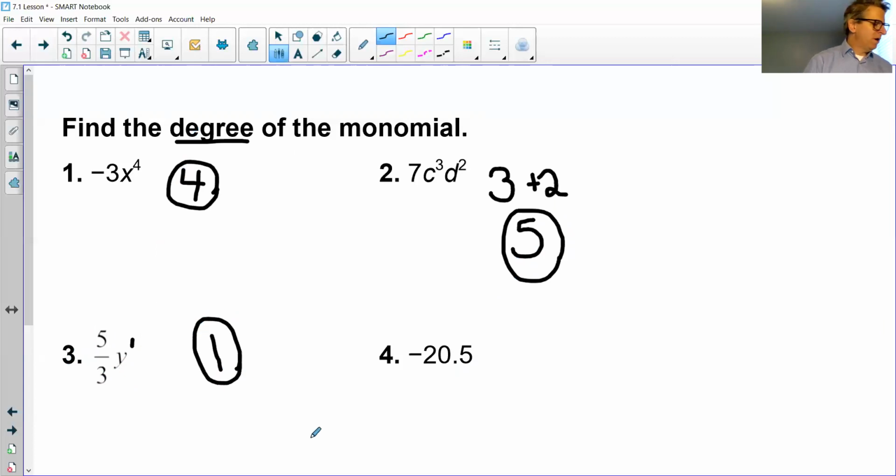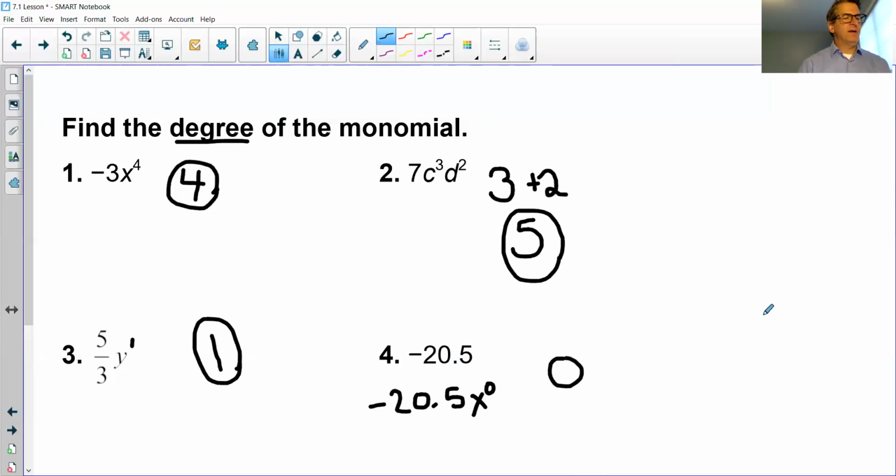And number 4, -20.5, that would have 0 as a degree. Again, you could rewrite this as -20.5 x to the 0 property. Okay?